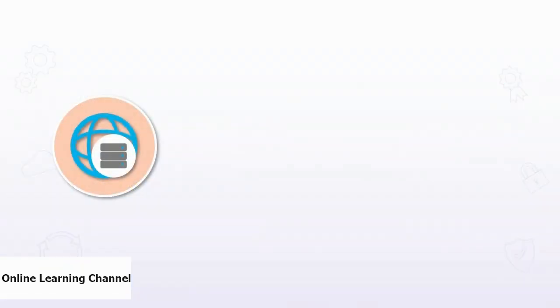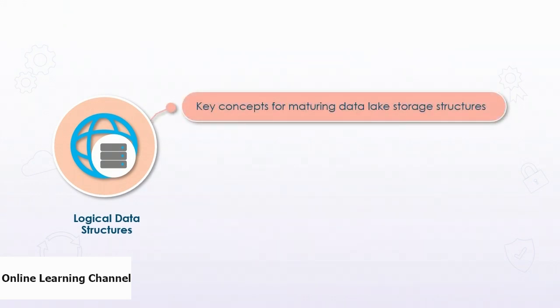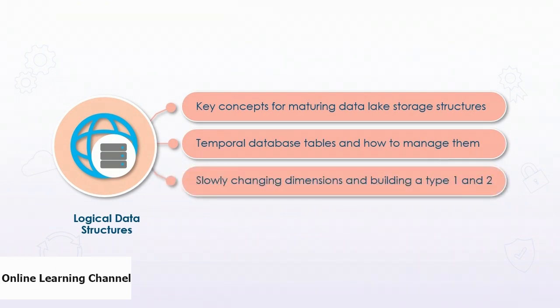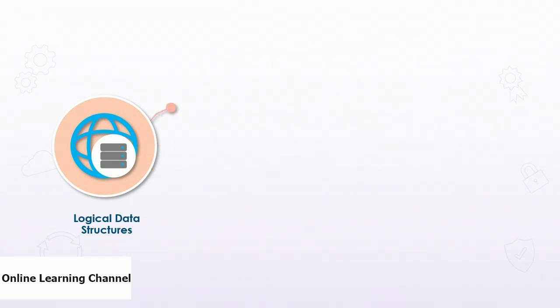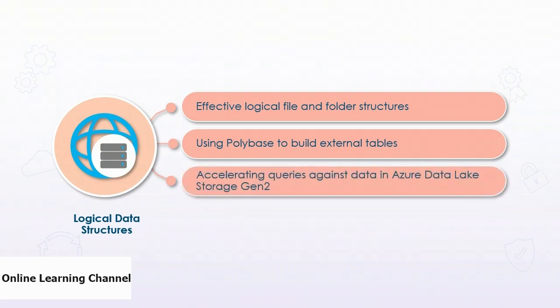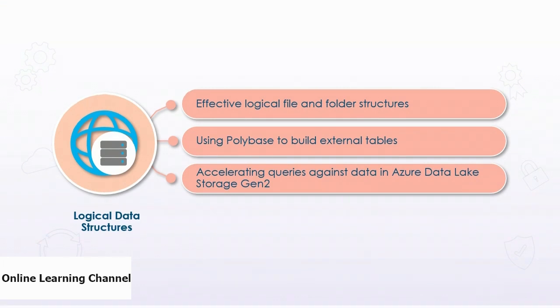So in this course, we've examined how to define mature logical data structures for big data implementations. We did this by exploring key concepts for maturing data lake storage structures, temporal database tables and how to manage them, slowly changing dimensions and building a type 1 and type 2 changing dimension, effective logical file and folder structures, using Polybase to build external tables, and accelerating queries against data in Azure Data Lake Storage Gen 2.